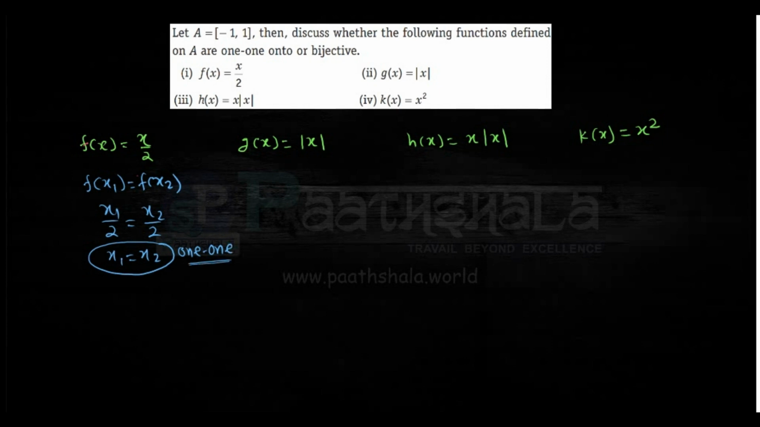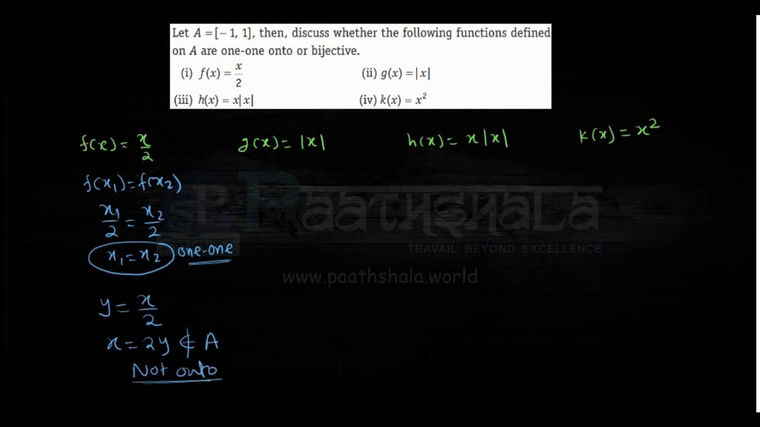For onto we have to consider f of x as y. So y will be x by 2. We have to convert this to x. So x equals 2y. If we consider the value of y as 1, we will get x as 2, which does not belong to capital A. So this is not an onto function. The function is one-one but not onto.